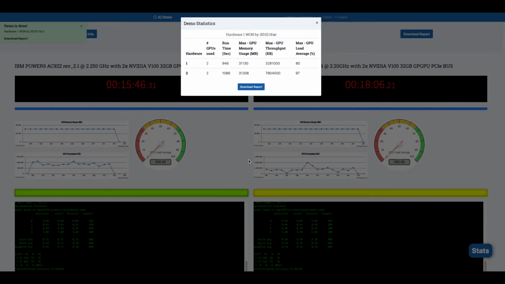Okay, so the demo's done. We ultimately see a small speed up from actually going GPU to GPU on the AC922 versus the GPU to GPU on the PCIe.